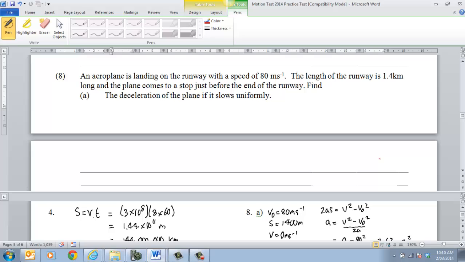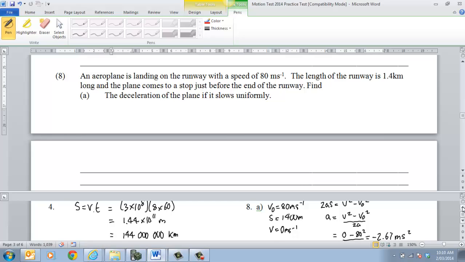An airplane is landing on a runway with speed. The initial velocity is in fact 80 metres per second. The length of the runway is 1.4 kilometres, so that's 1,400 metres. We want to find the deceleration of the plane. It slows to a stop, so we know that the final velocity is going to be 0.